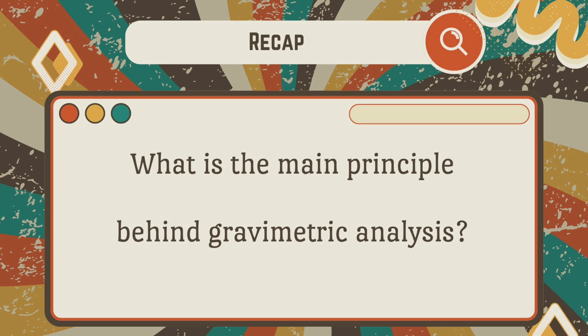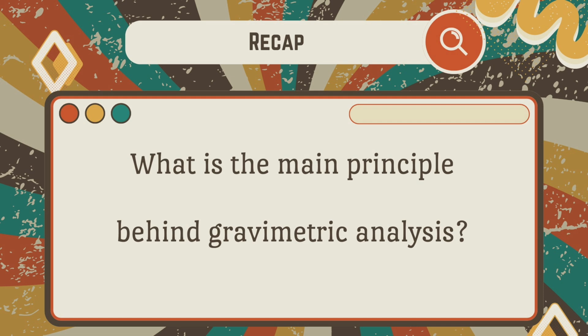Okay, thank you, Mister. So, let's make it more simple. Gravimetric analysis is a method used to find out how much of a certain substance is in a sample by measuring its mass. First, we add chemicals to the sample that cause the substance we want to measure to form a solid, called a precipitate.